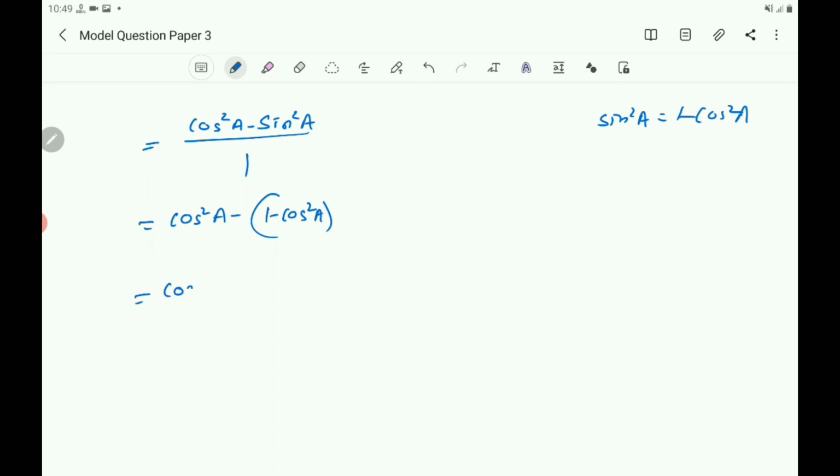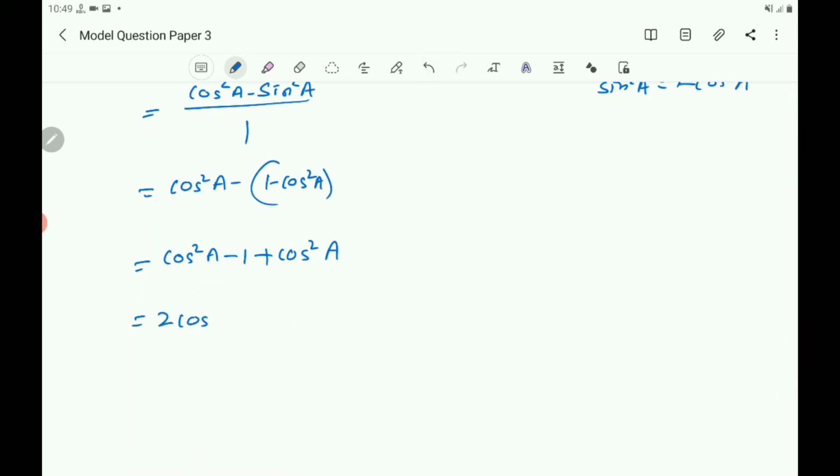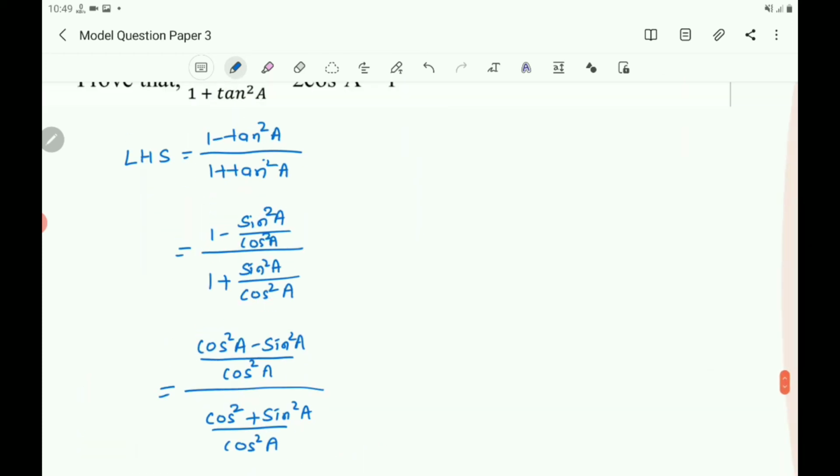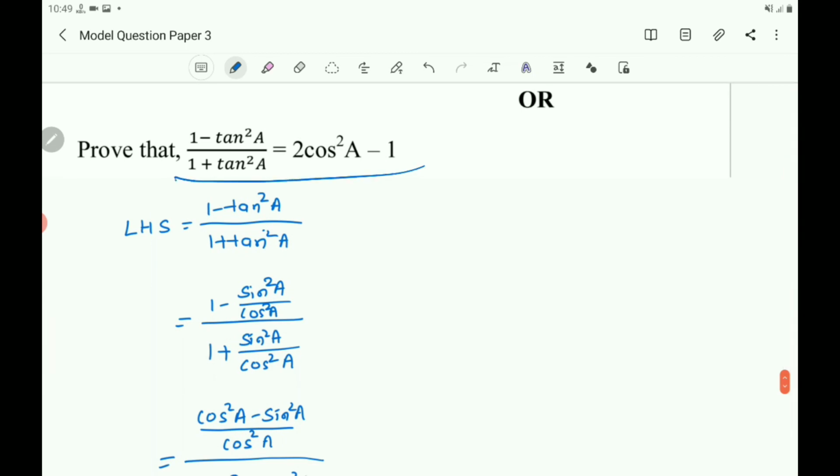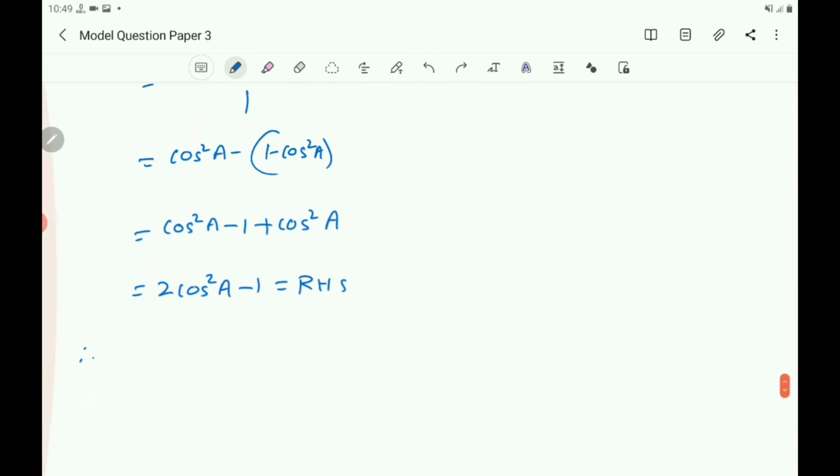That equals, you write cos square A as it is, and here you open the bracket, that becomes minus 1, and minus 1 into minus becomes plus cos square A, and cos square A plus cos square A becomes 2 cos square A and minus 1, that equals RHS. Therefore, you proved that 1 minus tan square A by 1 plus tan square A equals 2 cos square A minus 1. You got the result.